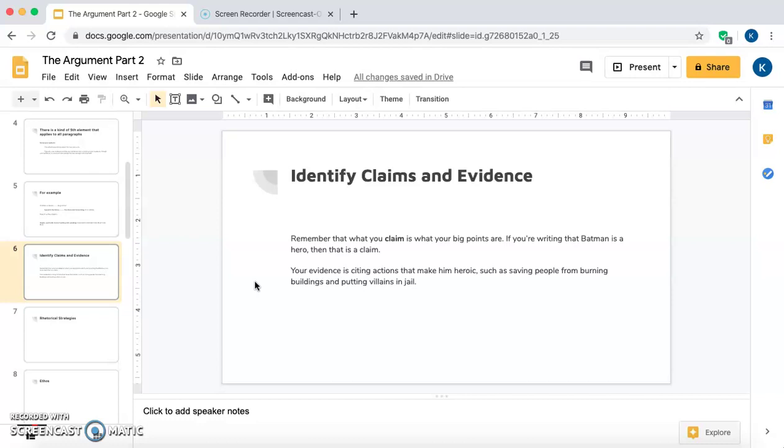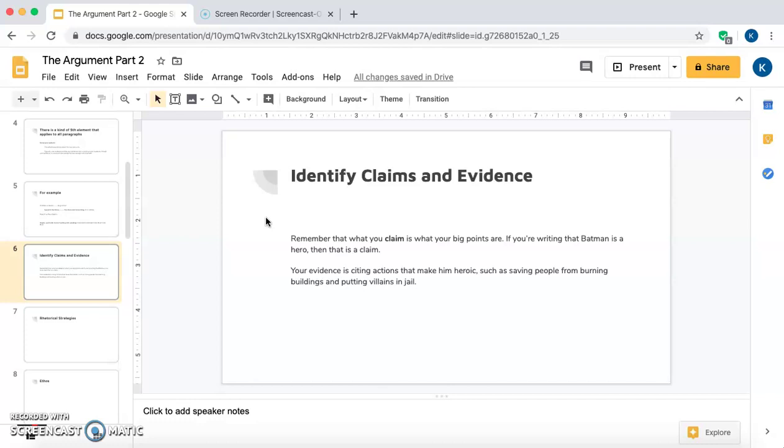Now we're going to go over a few more things, a couple of minor things here and there, different ways to approach our writing in order to make our argument papers even stronger. One of these ways to really make our writing stronger for argument papers, for persuasive papers, is to identify our claims and evidence.